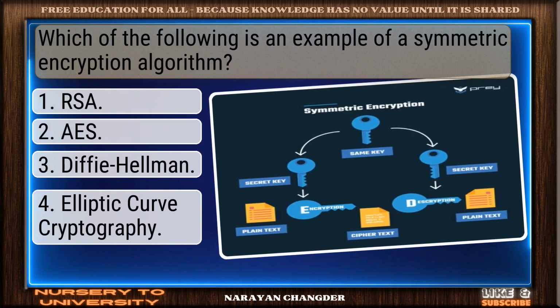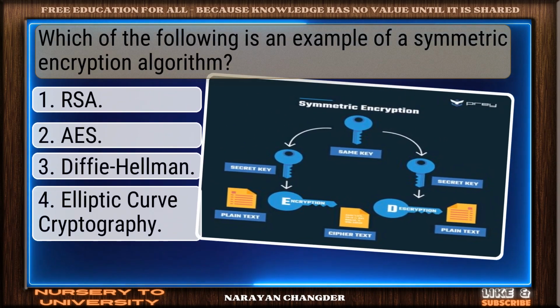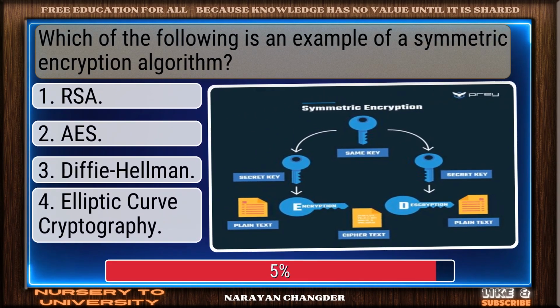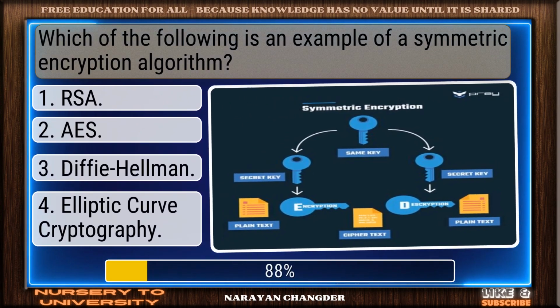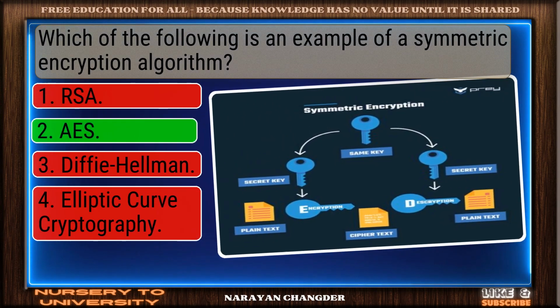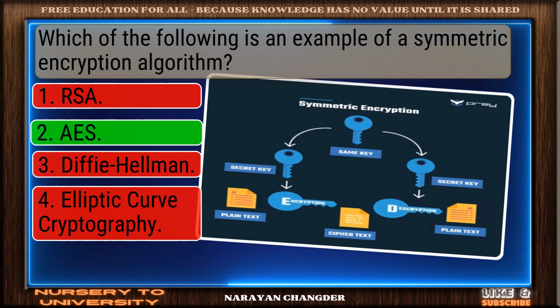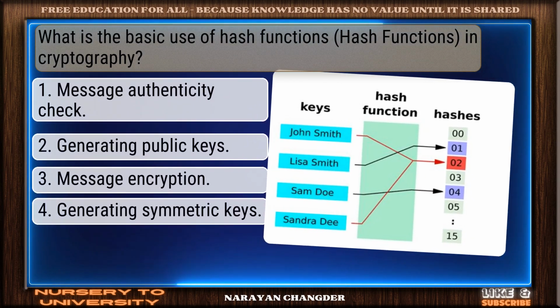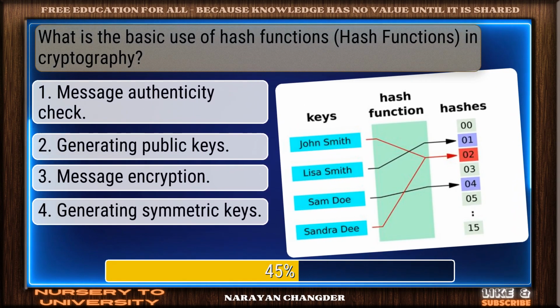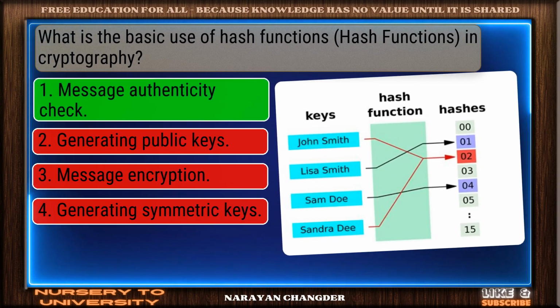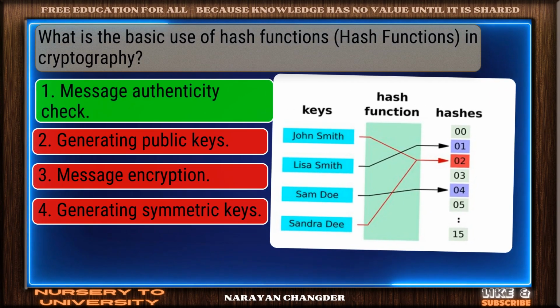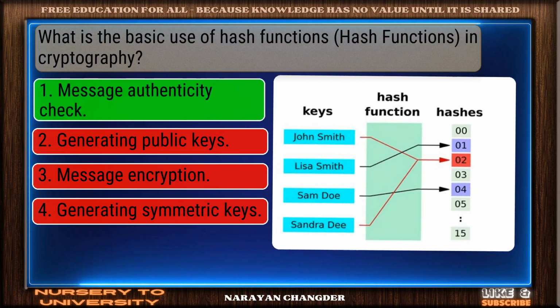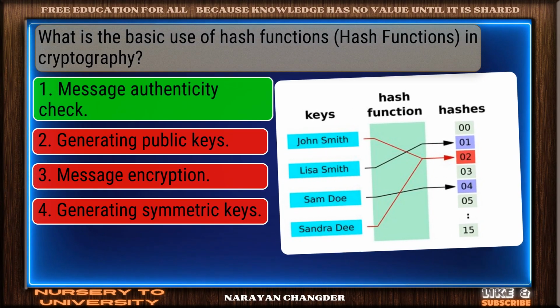Question number 1. Which of the following is an example of a symmetric encryption algorithm? Well reasoned. ACE is the correct choice. Question number 2. What is the basic use of hash functions in cryptography? Smart move. Message authenticity check is an accurate answer.